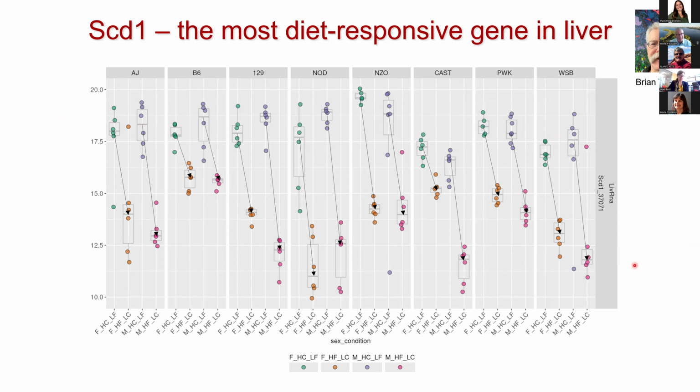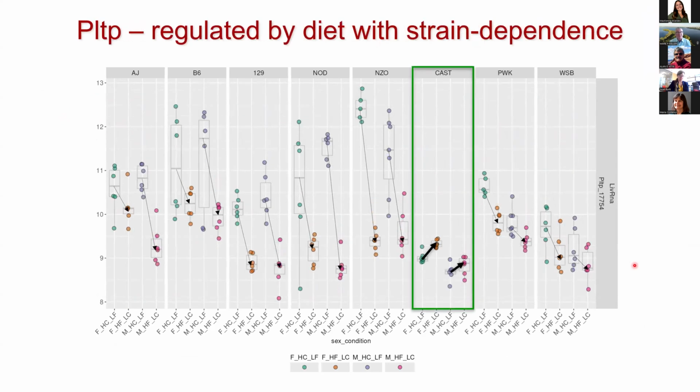But contrast that to this gene, phospholipid transfer protein, PLTP, where there's a diet-dependent reduction in most strains, but not all. And I'm highlighting CAST here, and CAST is one of the outliers for a lot of the phenotypes that we look at.